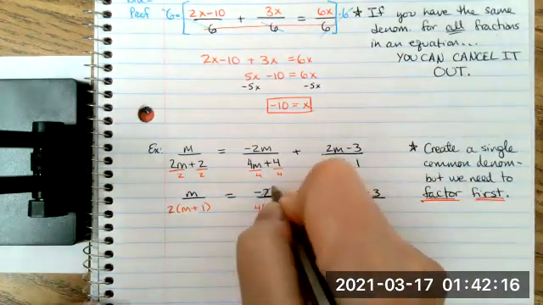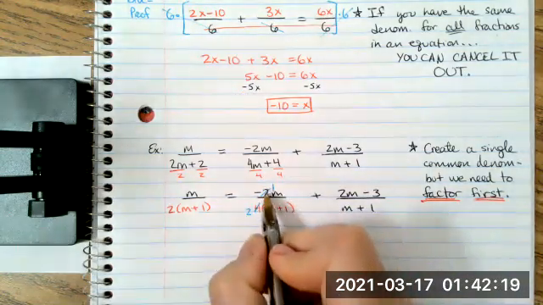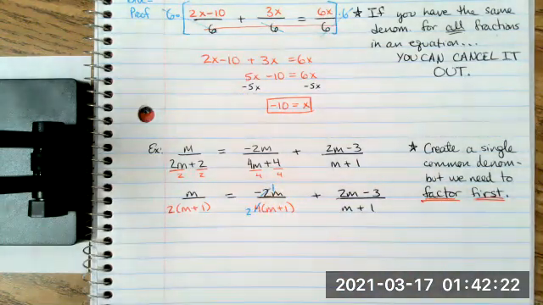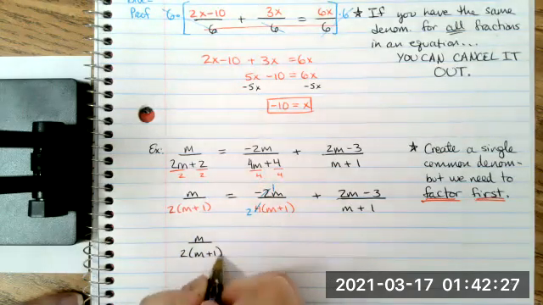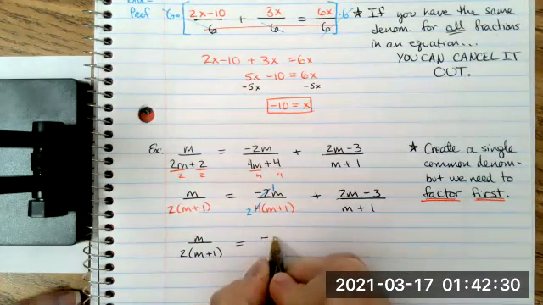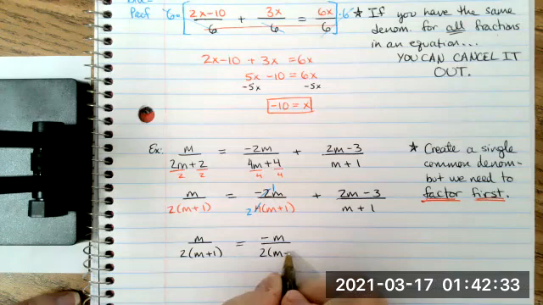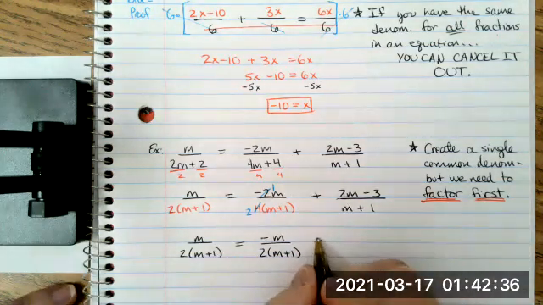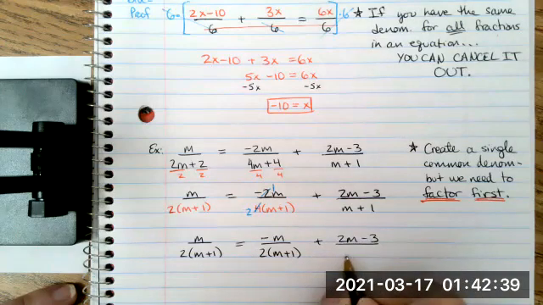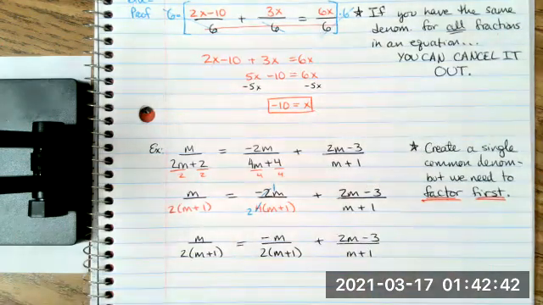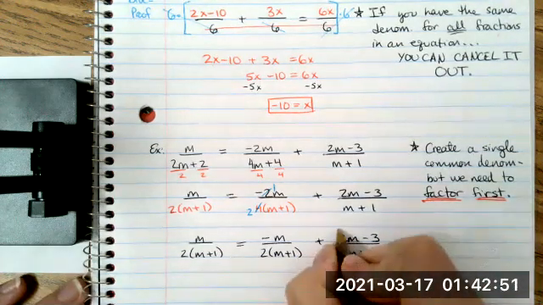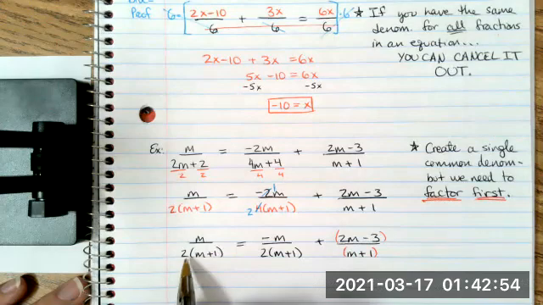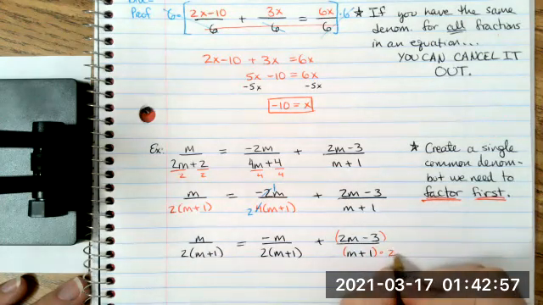2 and 4 will reduce to 1/2, right? 2 divided by 2 is 1, 4 divided by 2 is 2. So now I've got m over 2 times m plus 1. I've got negative 1m over 2 times m plus 1. Dang, I'm really close. Plus 2m minus 3 over m plus 1. So if you notice, this is the only denominator that doesn't match. So let's give it what it needs. This denominator, m plus 1, needs a 2 to match the other denominators.